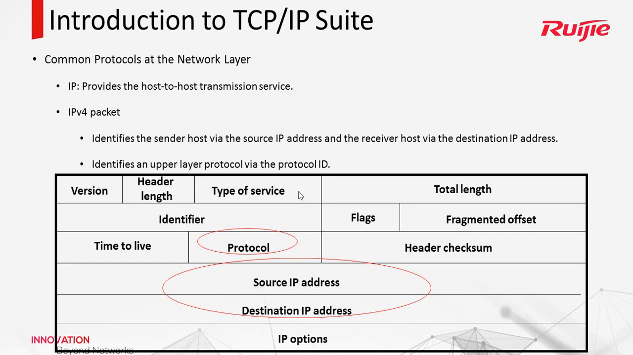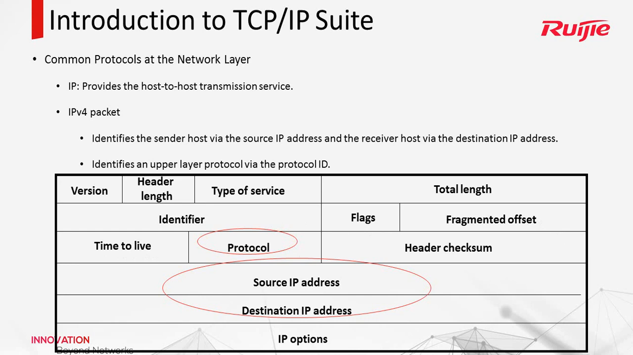Then type of service is about the quality of service. Then total length includes the header and the data. Identification is the value about the fragment packet. Then flags mean whether it is fragmented. Fragment offset means the location of the original packets. Then time to live means the lifetime of the packet.